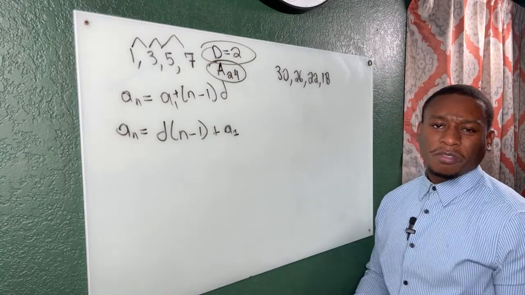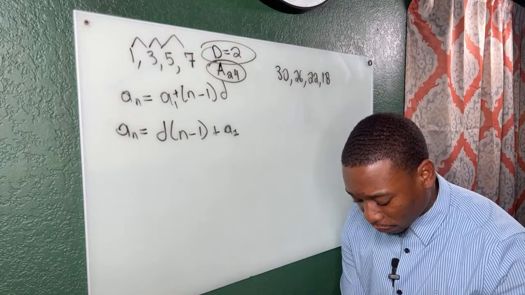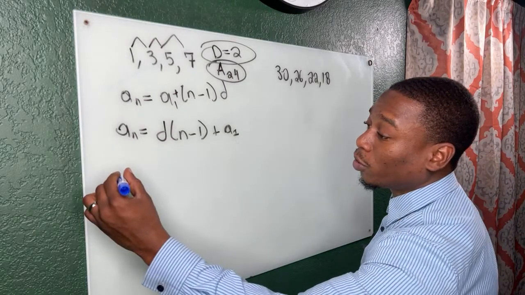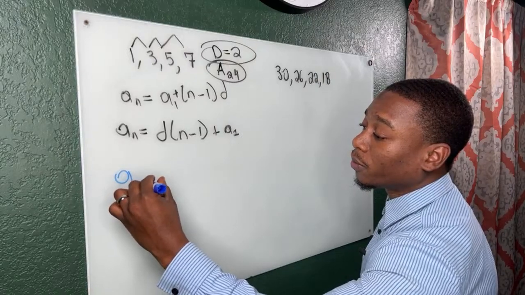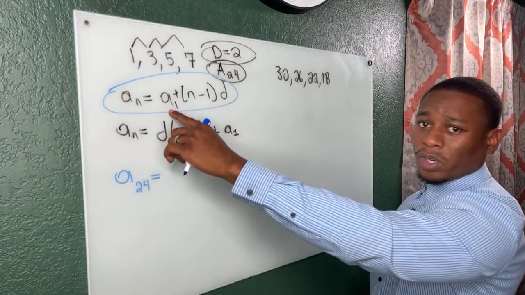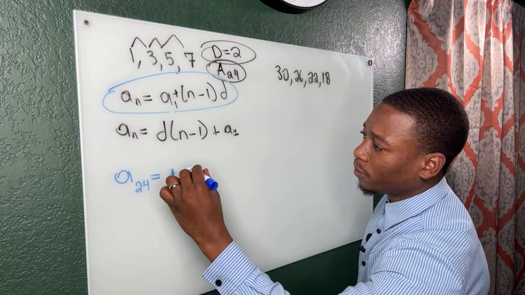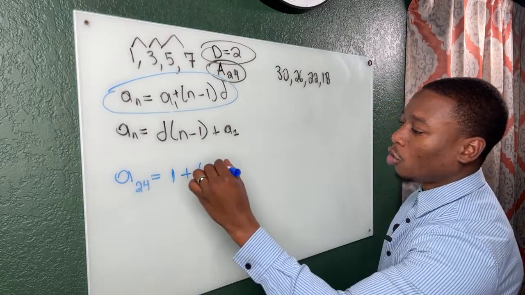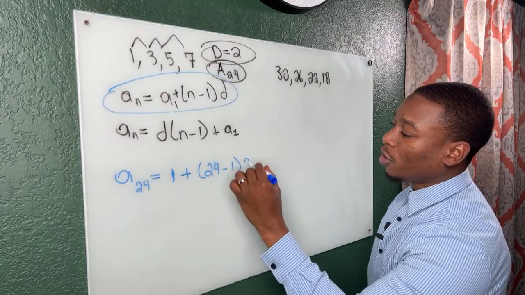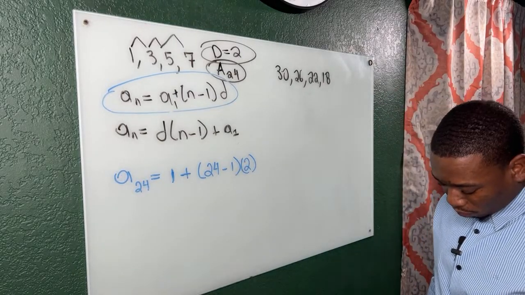So now, when we go to fill this out, guys, all we have to do is plug in, and this is what I mean. They're asking us for the 24th term, and let's say we did this equation first. What is the first term in the sequence? 1. So we have 1 plus 24 minus 1 times the difference, which is just 2.